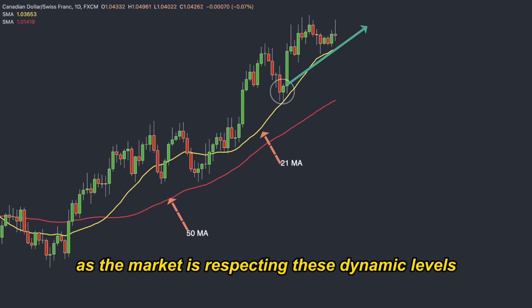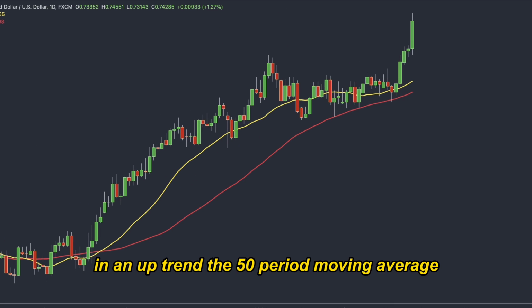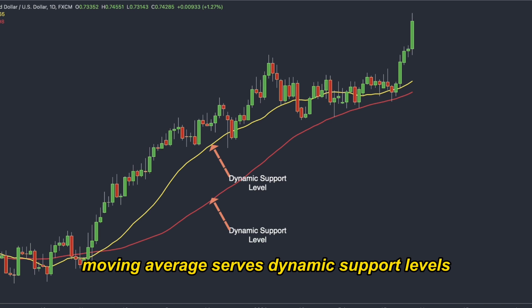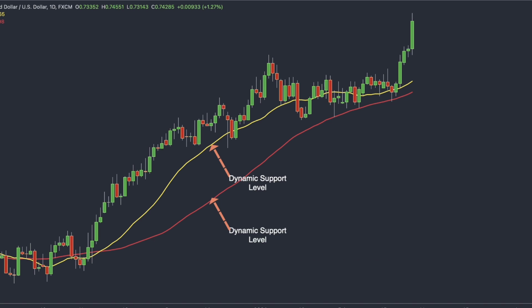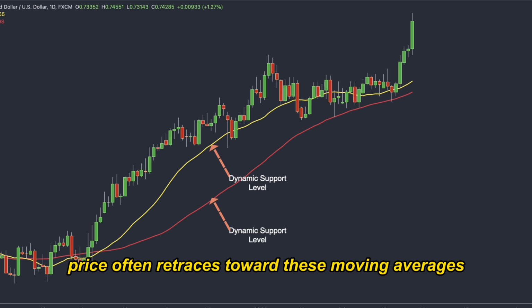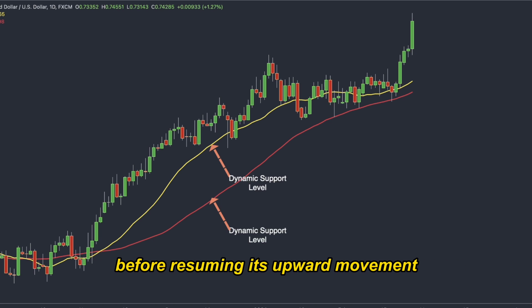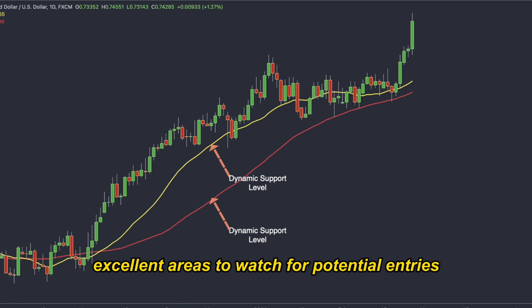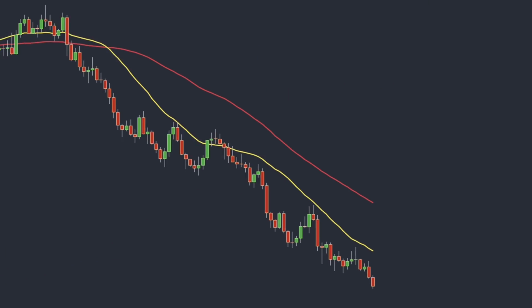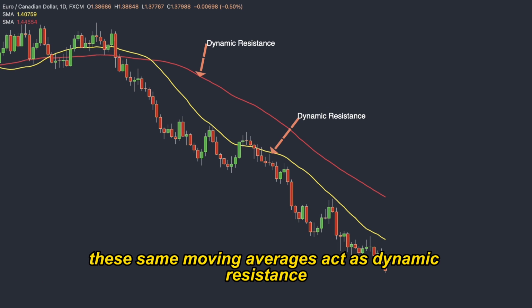When a pin bar forms around these moving averages, it signals a high probability trading setup, as the market is respecting these dynamic levels. In an uptrend, the 50-period moving average and 21-period moving average serve as dynamic support levels. Price often retraces toward these moving averages before resuming its upward movement. These averages provide a flexible zone where buying pressure tends to re-emerge, making them excellent areas to watch for potential entries.